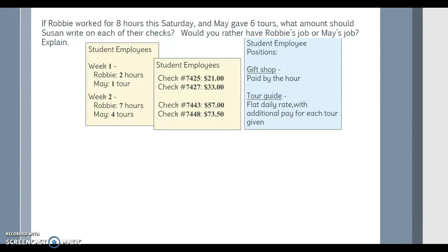If Robbie worked for 8 hours this Saturday and May gave 6 tours, what amount should Susan write on each of their checks? And would you rather have Robbie's job or May's job? And explain.